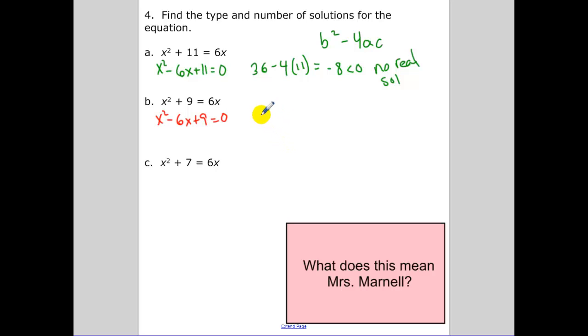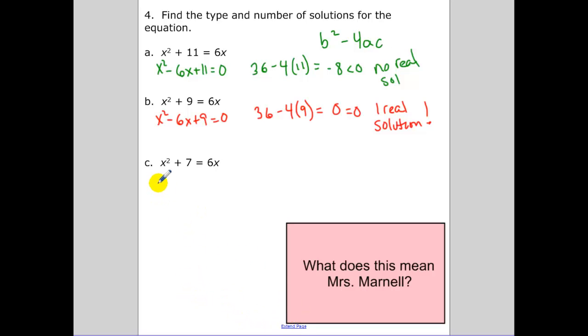So now again we do b squared minus 4ac. We get 0. 0 equals 0. So we have 1 real solution. Okay, our vertex is going to be sitting on our x-axis.